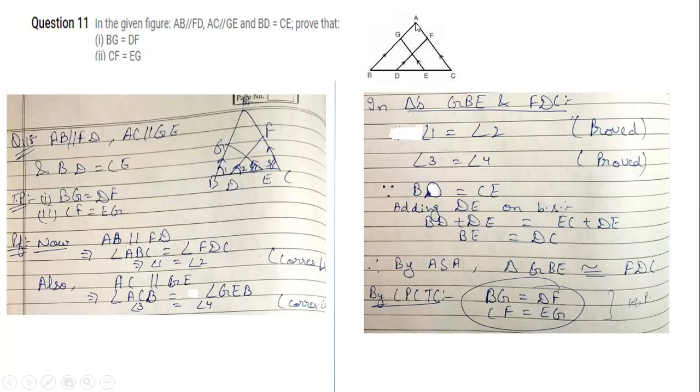Again, AC is parallel to GE. If these two lines are parallel and C is the transversal, then angle ACB is equal to angle GEB. Again, by using the corresponding angles property, because we all know that if two lines are parallel and this one is a transversal, then corresponding angles are equal. So this angle ACB is equal to angle GEB.